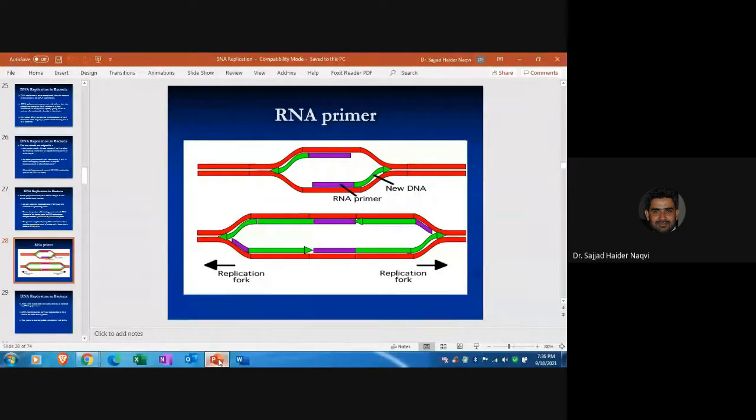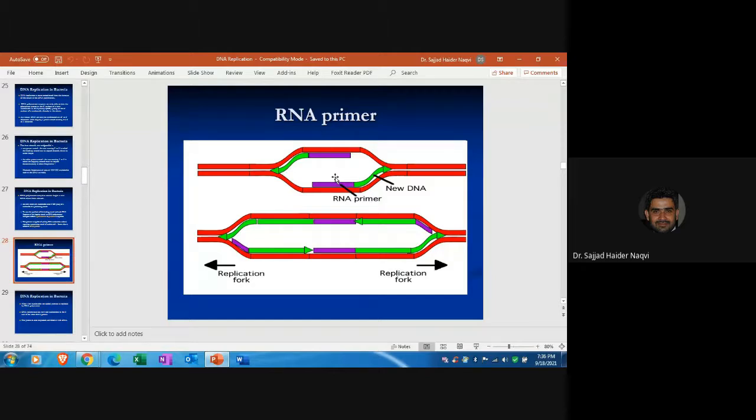So look at the picture here. You can see that this is called the replication fork. The two strands have been separated. This purple color is the RNA primer. And you can see that on this RNA primer, we have the chain synthesis going on. This green one is a newly synthesized DNA molecule. So one is going in this direction and one is going in this direction. So this is actually the new DNA molecule. And this RNA primer is being synthesized by primase, which is an essential part to begin the process of DNA replication.